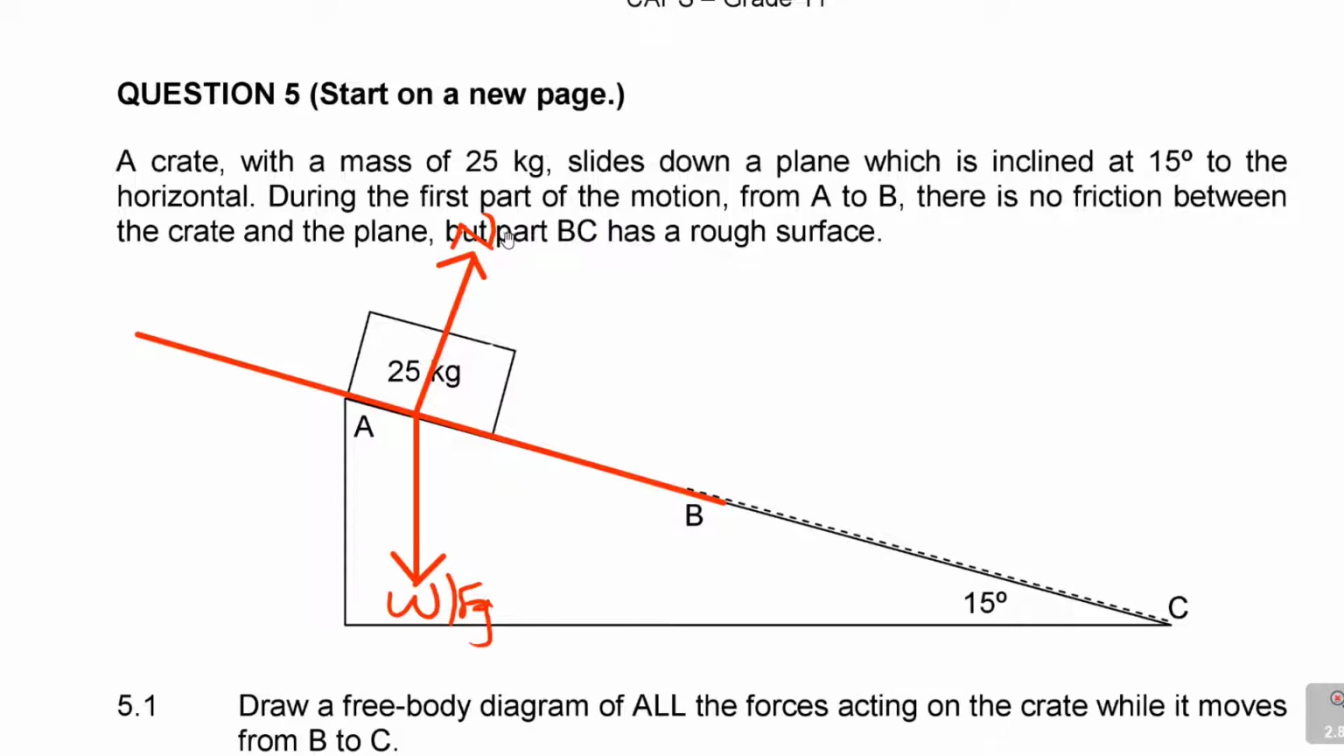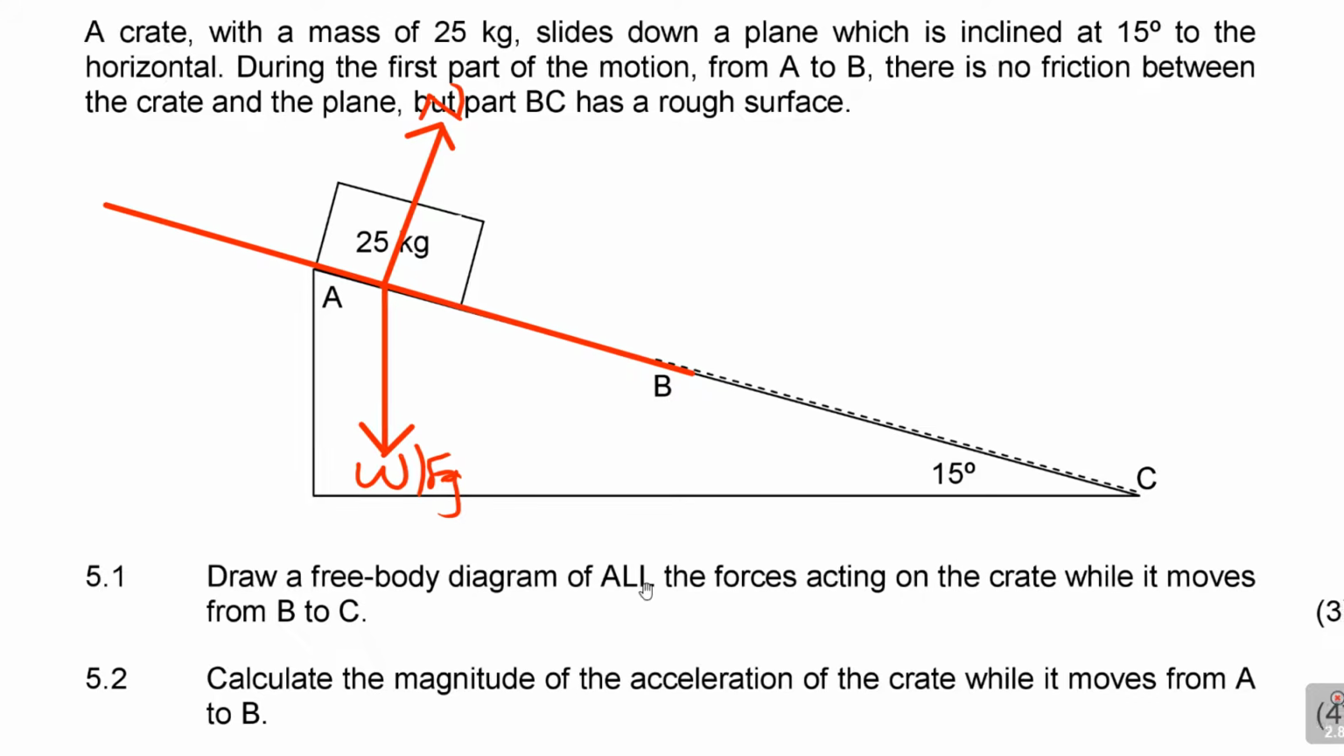During the first part of the motion, from A to B, there is no friction. Okay, guys, and then it says there is no friction acting between that and that, but part B has a rough surface. Now they're saying draw all the forces acting while it is from B to C. Now look at this. If it was just moving from A to B, the forces are done, nothing else is acting on this object. But from B to C, something changes.